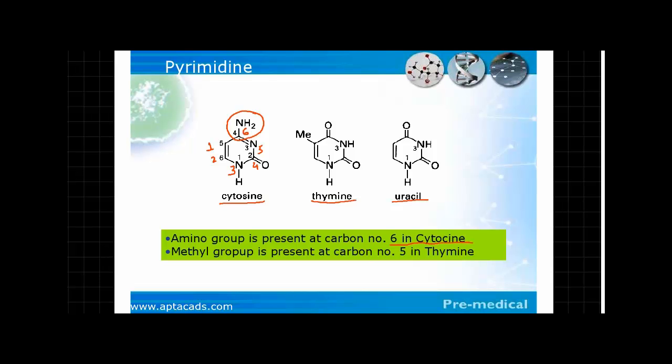Now thymine is very special. Why? Because a methyl group is present at carbon number 5. So thymine is a methylated nitrogenous base. And in case of uracil, a keto group is present at 2 positions. One is carbon number 2 and another is carbon number 4.